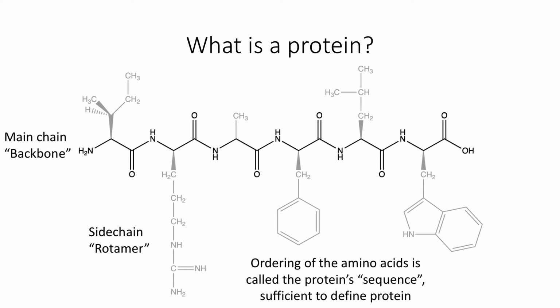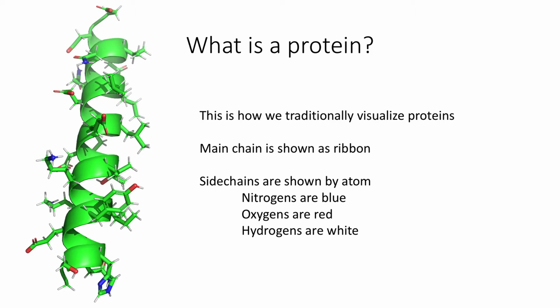And these can be more diverse. Nature has 20 different possible side chain chemistries that you can choose from when building up a protein. The ordering of these amino acids is called the protein sequence, and that sequence is sufficient to define the protein.